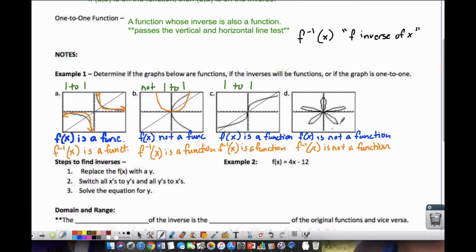And then this last one definitely is not a function. It does not pass the vertical line test and the horizontal line test. It does not pass either, so it is not a function in either case, so not one-to-one.